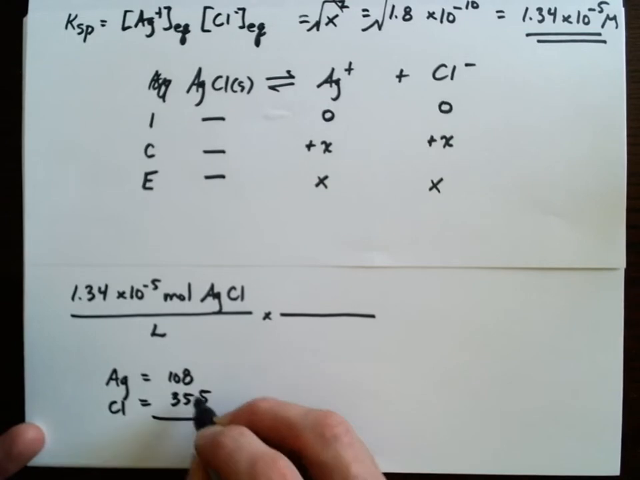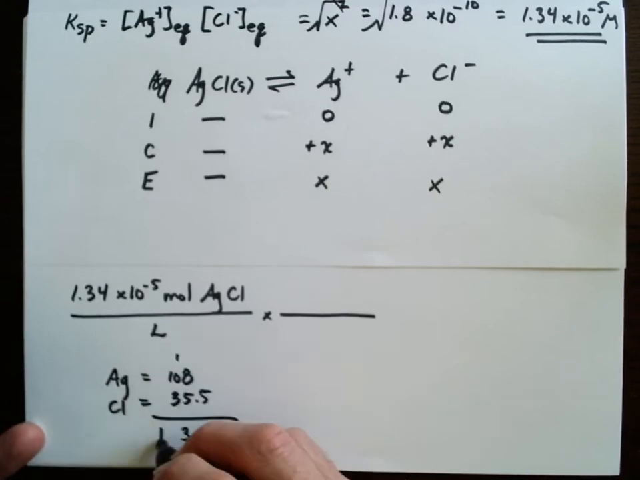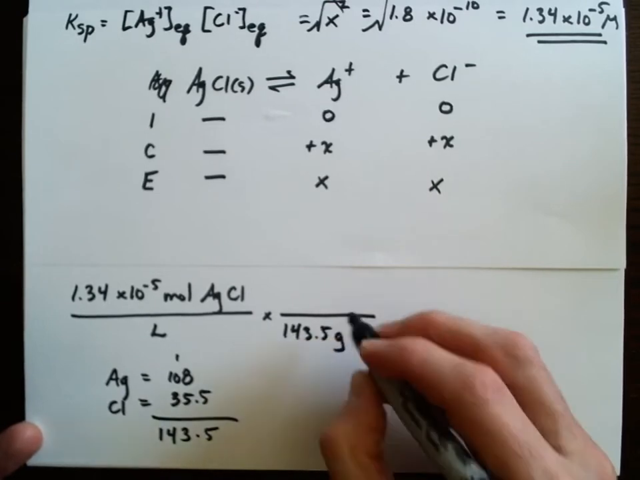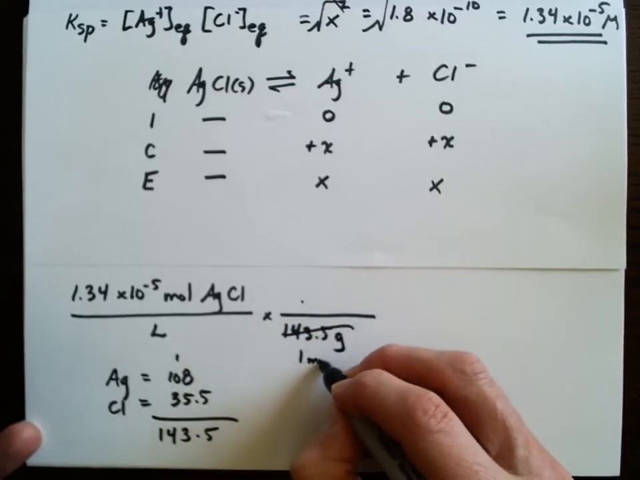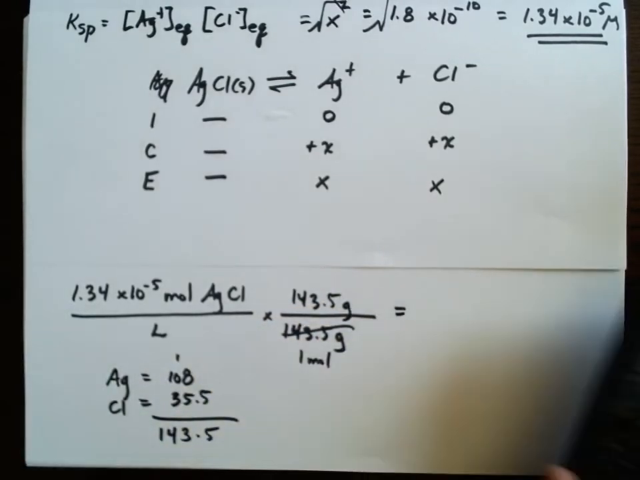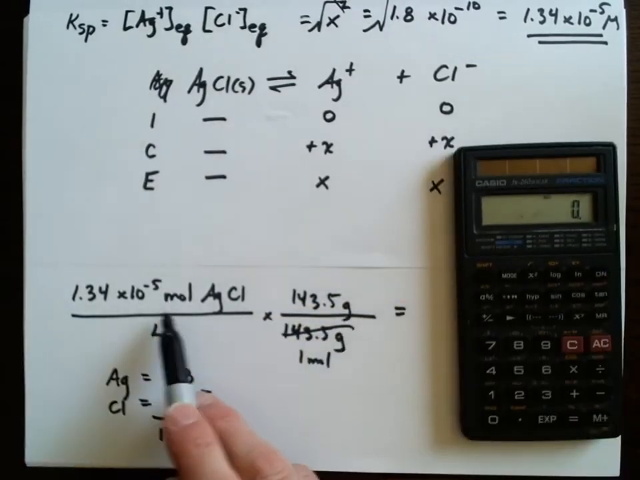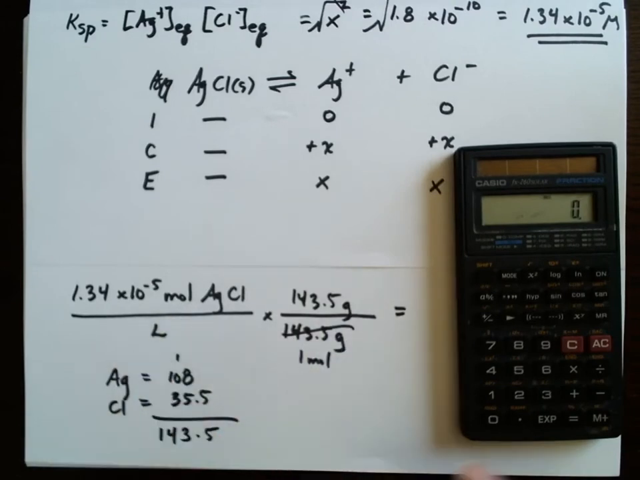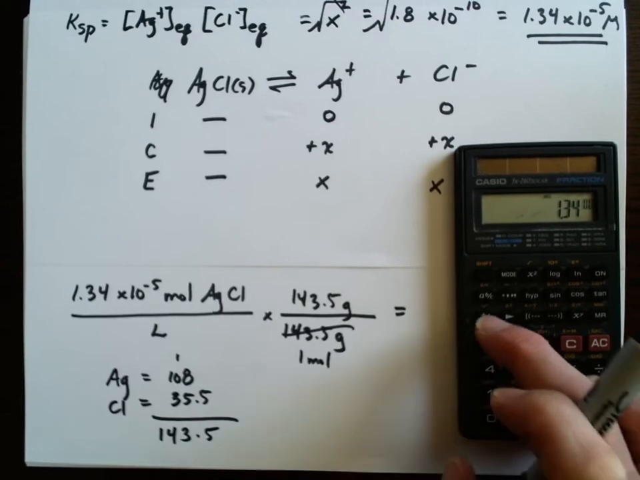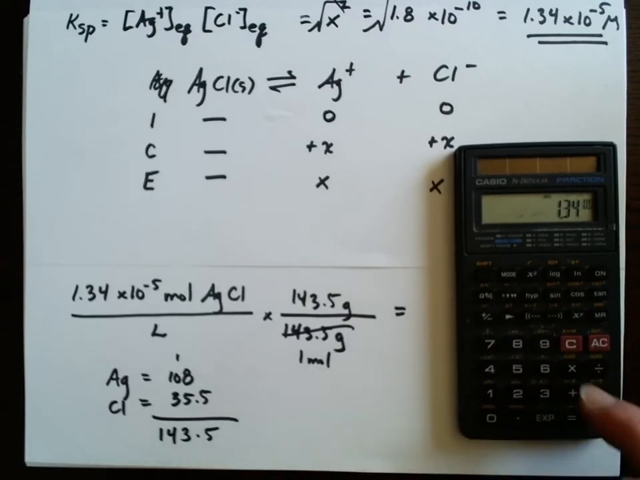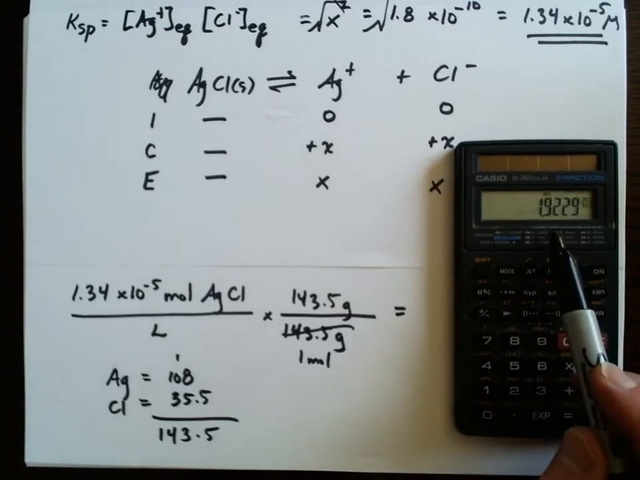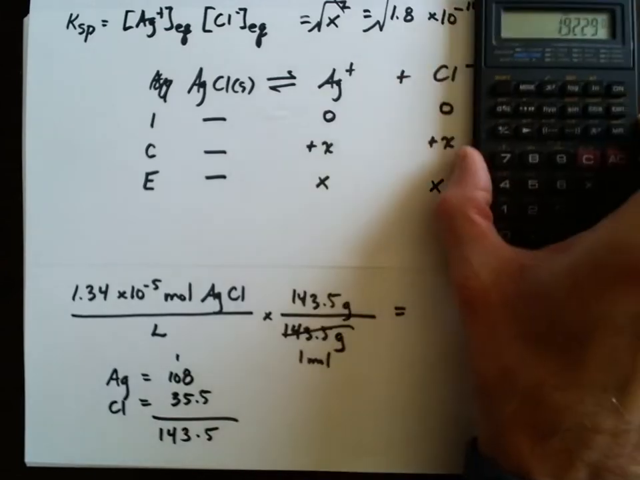We add those together, and we get 143.5 grams per mole, if my math is good. 1 mole is 143.5 grams. So now we just multiply these together, and we'll have our solubility of silver chloride in units of grams per liter. 1.34 times 10 to the negative 5, and we're going to multiply that by 143.5, so it's like 0.0019.